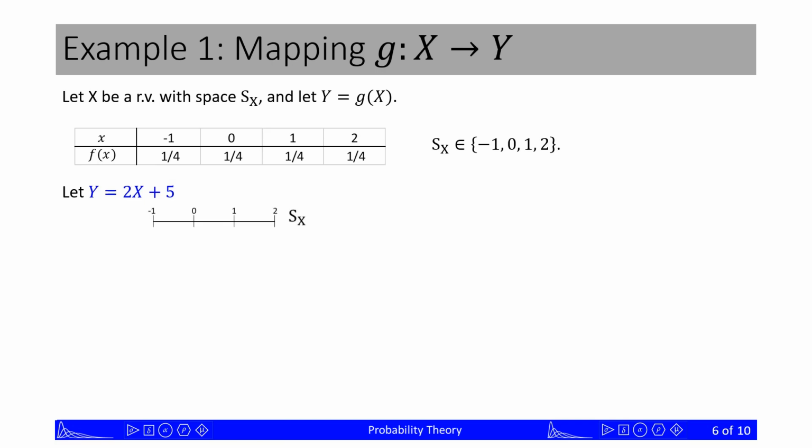We start with the number line for X, and we map X to Y using the function Y = 2X + 5. The first calculation for X = -1 is provided in detail.